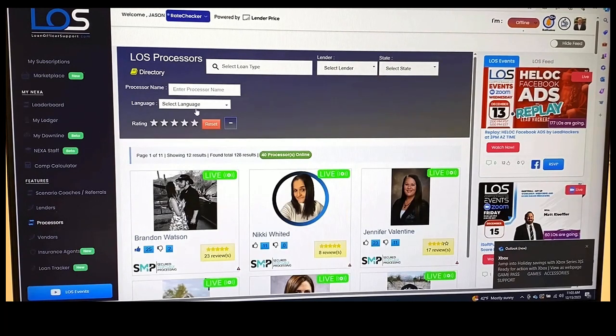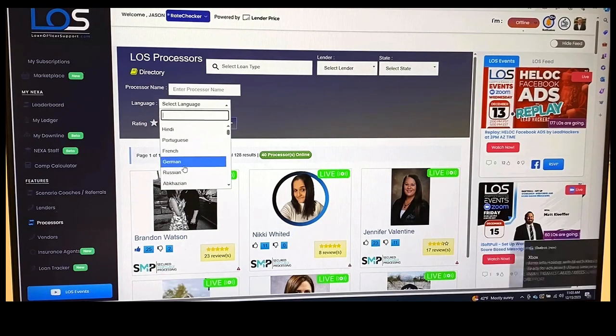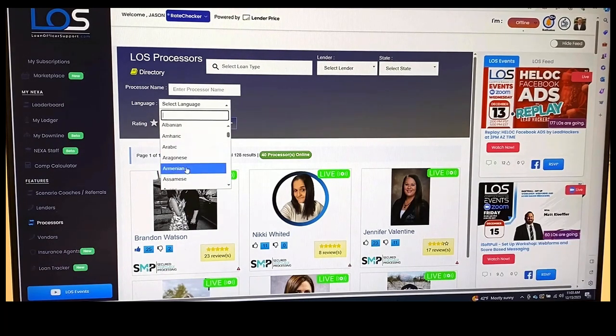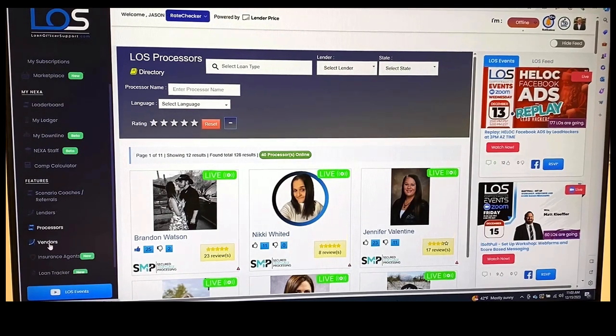If you need to talk to someone in a different language, or let's say they're only Spanish speaking or French or German or whatever it might be, you can pick a particular language, and some of these processors are bilingual. So that might be another resource for some of you as well.